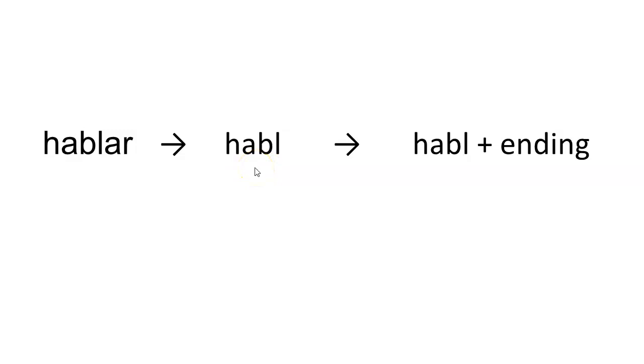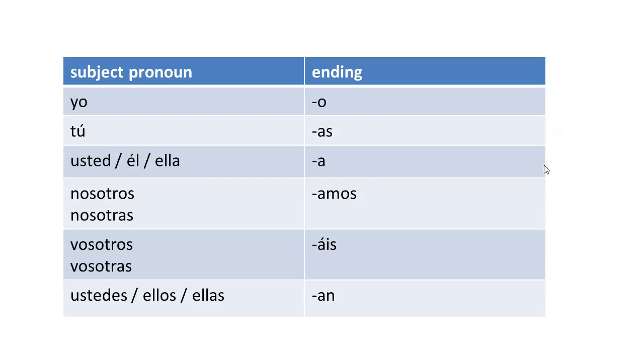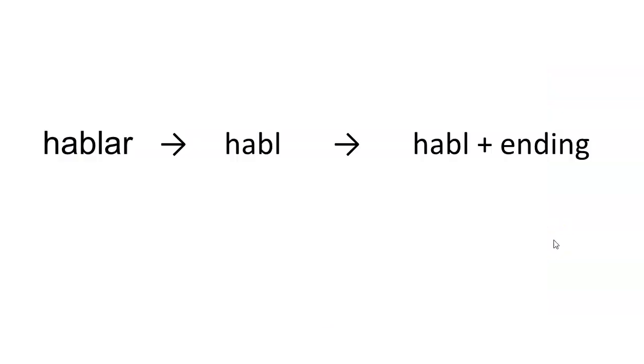So this is the root of the verb hablar, H-A-B-L. And all I have to do is just add my ending to that, depending on which subject I want to use. So for example, if my subject is yo, you learn that the ending is o, and this is something you just have to memorize. There's no way of getting around it. Every Spanish speaker just memorizes these endings for AR verbs, and then they can communicate.